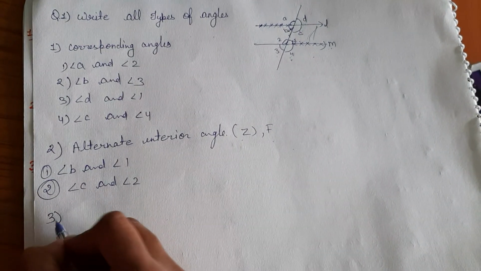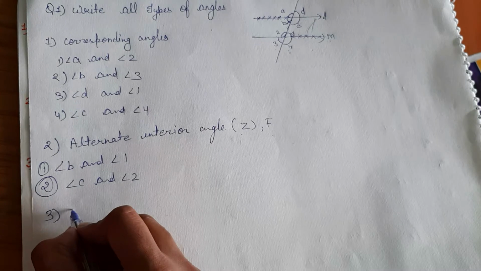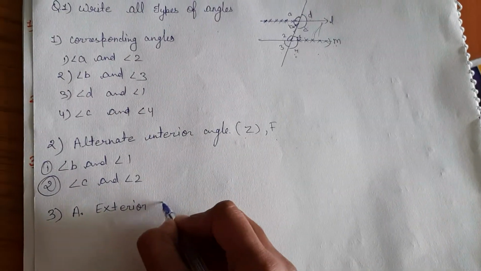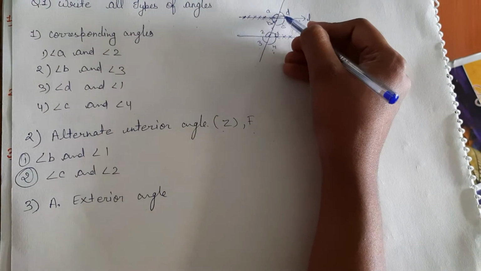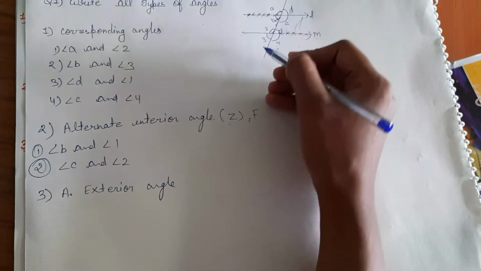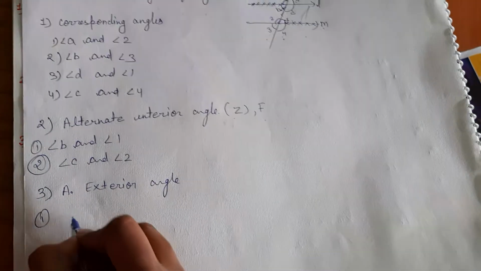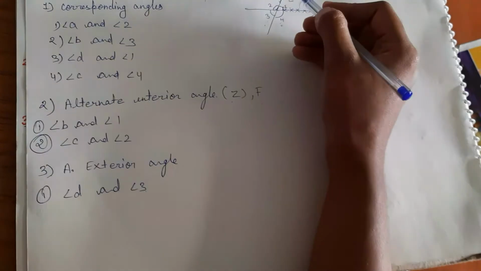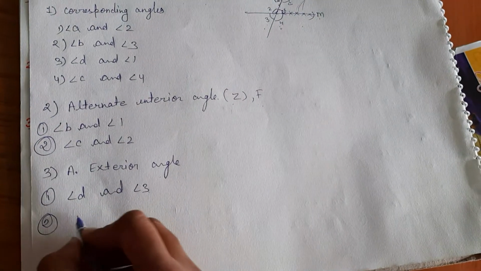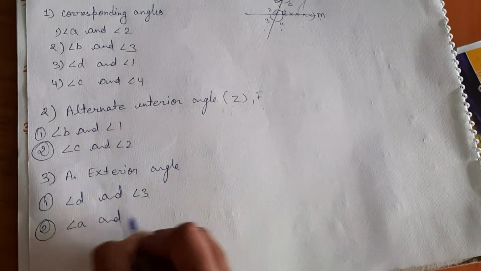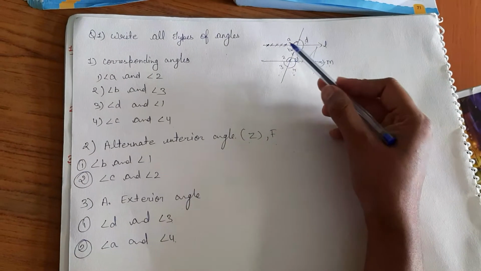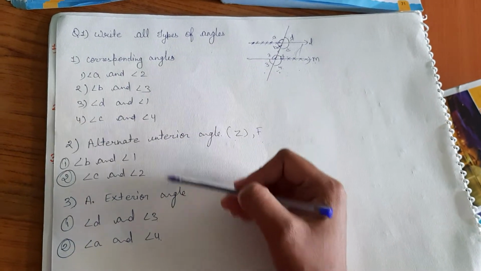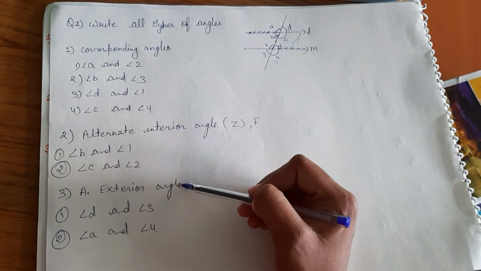Okay, third one, alternate exterior angle. What is the alternate exterior angle? We are taking one side from this D, then the opposite side 3. So first angle D and angle 3 are alternate exterior angles. Another one, angle A and angle 4 are alternate exterior angles. Okay, these are the angles made by the transversal line.